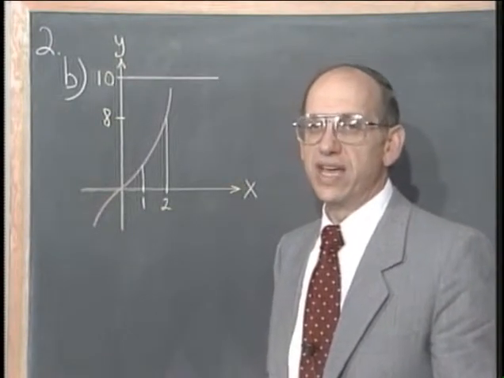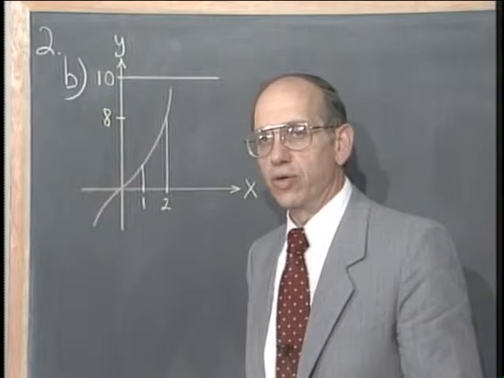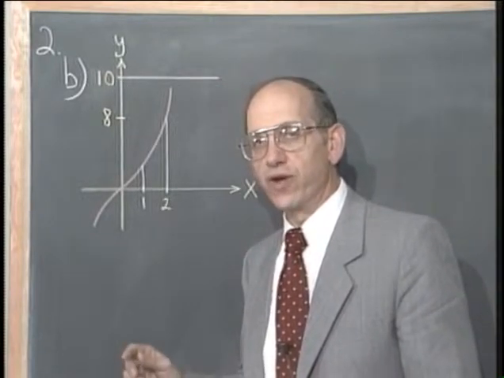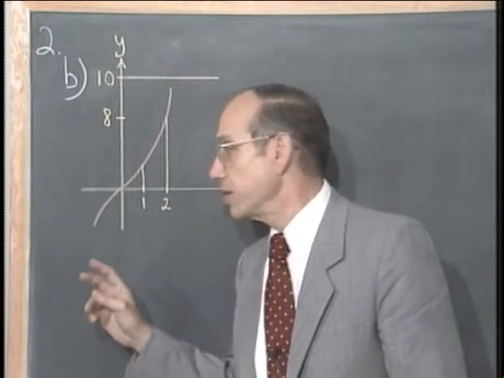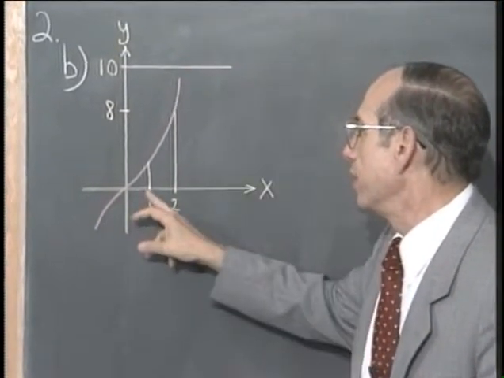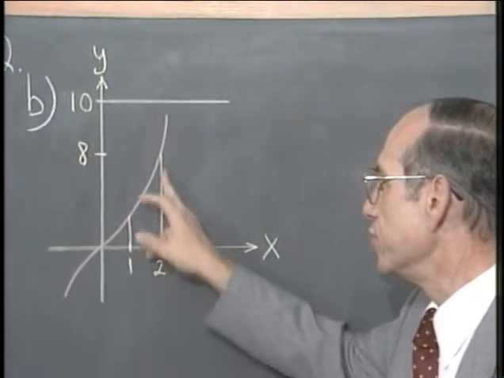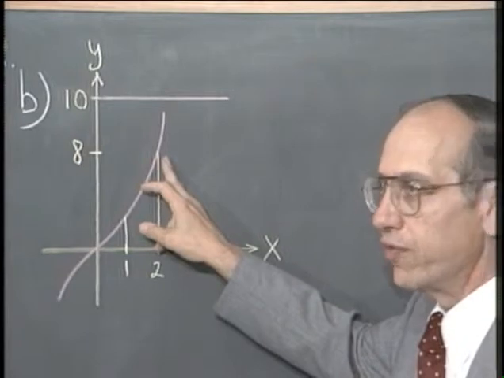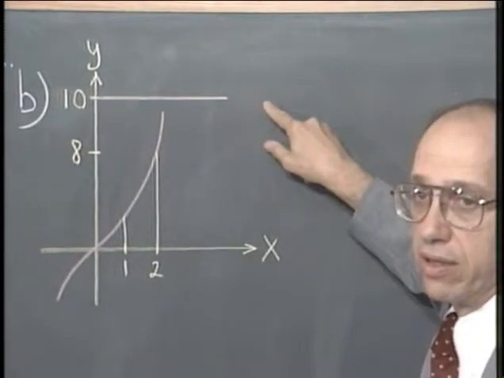Question 2b asks us to take the same region that we had in 2a, only this time we're supposed to revolve it about the line y equals 10. Now let's take a look at the picture. Here's our curve y equal x cubed again, between x equal 1 and x equal 2, so we have this region. But now we're going to revolve it about this horizontal line y equal 10.